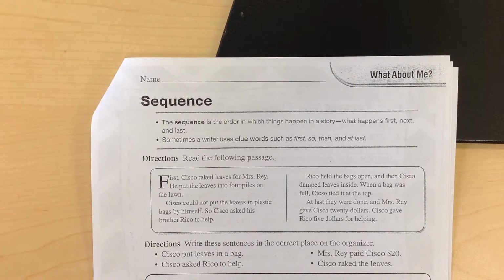So today we are going to talk a little bit about sequences. A sequence is the order in which things happen in a story. What happens first, next, and last. Sometimes a writer uses clue words such as first, so, then, and at last. So a sequence is the order in which a story happens.